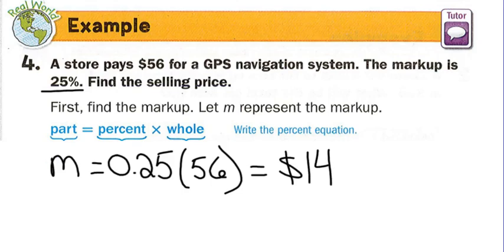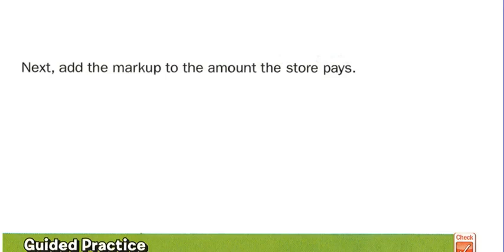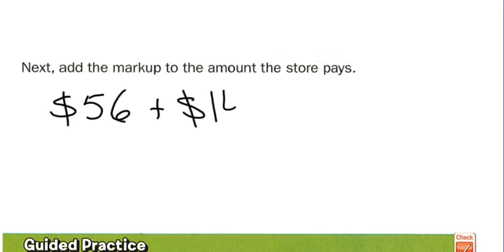So in real life, what's this telling you? This is telling you that the store is going to make $14 every time they sell one of these GPS navigation systems. That's how they make money. All right. So the next thing we want to do is add the markup to the amount the store pays. The store paid $56. They're marking it up $14. So what's the actual sticker going to say on the GPS system? It's going to say it costs $70.